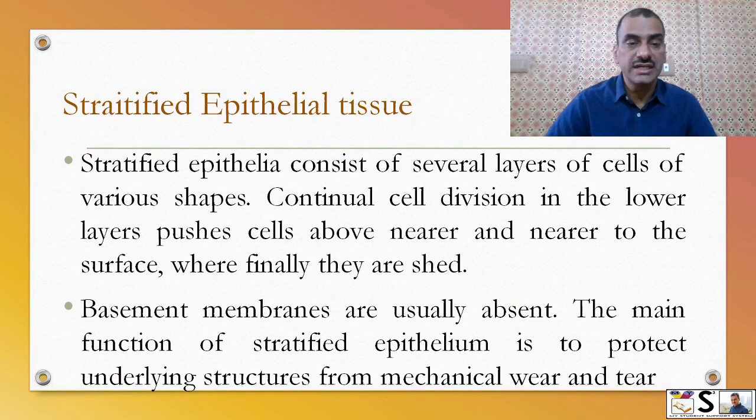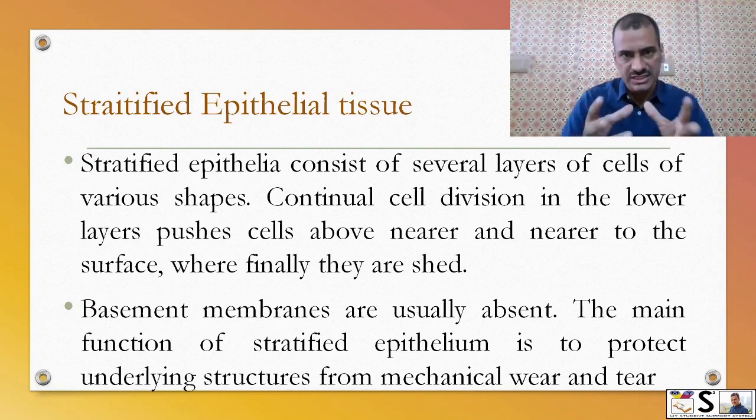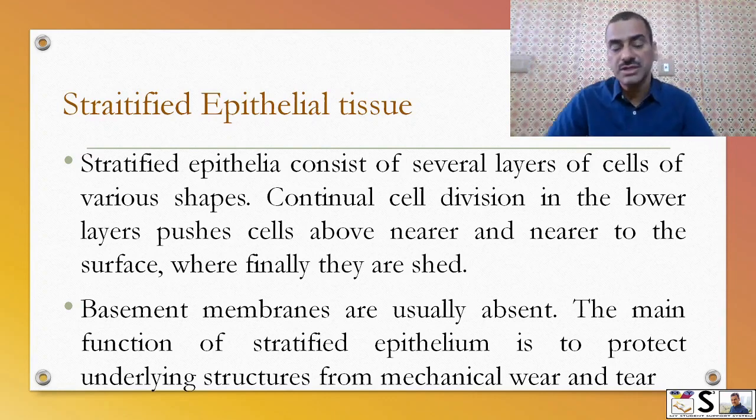Now the second type of epithelial tissue is stratified. Stratified epithelia consist of several layers of cells of various shapes. Continual cell division in the lower layer pushes cells above nearer and nearer to the surface where finally they shed off. So lower cells continue to grow and move upwards and finally the last layer is removed. That's why we say the skin is changed continuously. Basement membrane is usually absent in this type of tissue.